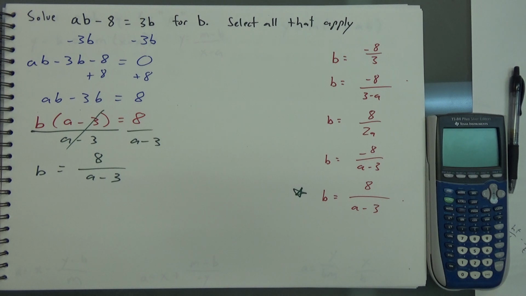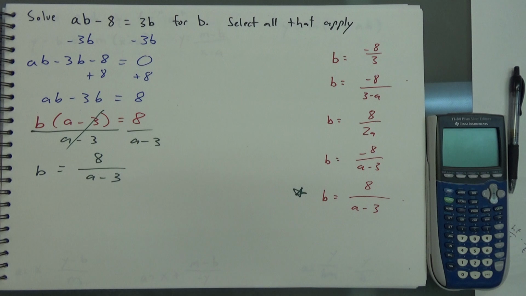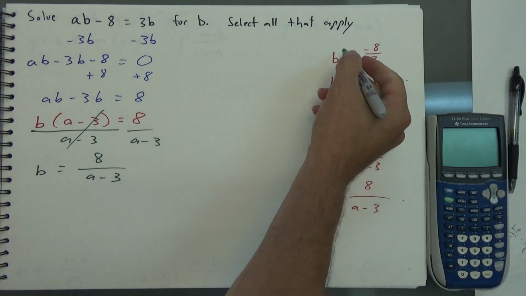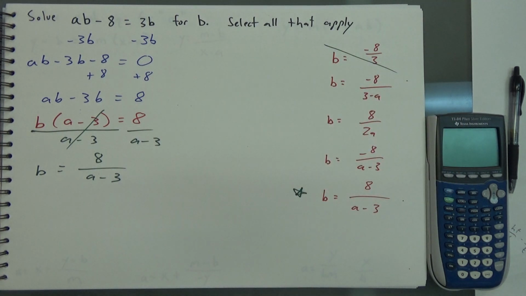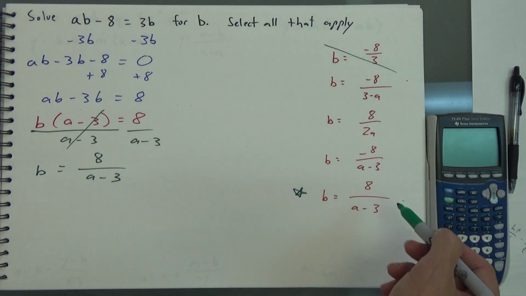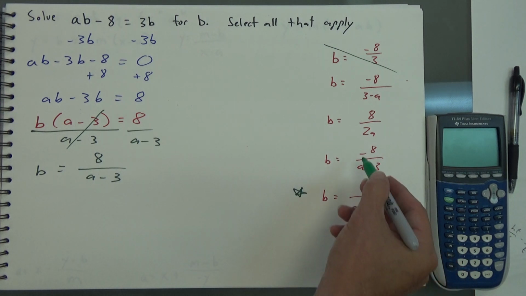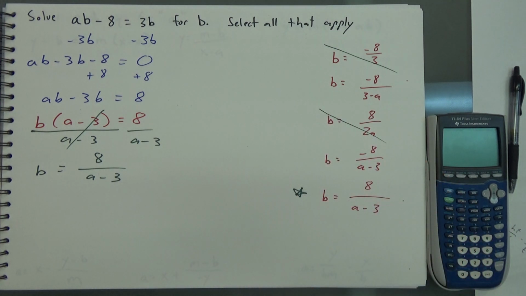So now we're going to say, well, which of these, if any, is equivalent to 8 over A minus 3? Well, not this one. We don't have an A in there at all. And then this one, if the numerator is the same 8, and these are different, 2A and A minus 3, we can eliminate that one.